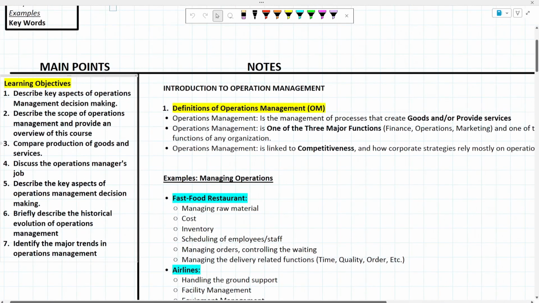So let's look at the main points, our learning objectives for this chapter. One, describe the key aspects of operation management decision making. Two, describe the scope of operations management and provide an overview of this course. Three, compare production of goods and services. Four, discuss the operation manager's job. Five, describe the key aspects of operation management decision making. Six, briefly describe the historical evolution of operations management. And then seven, identify the major trends in operation management.